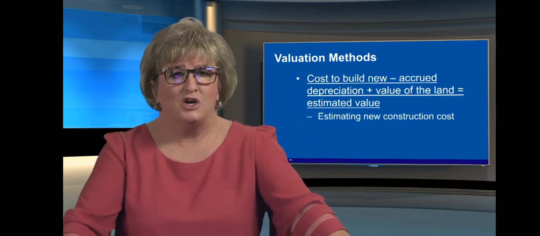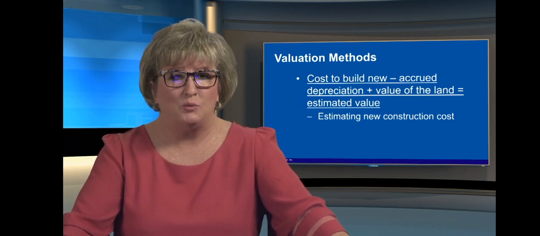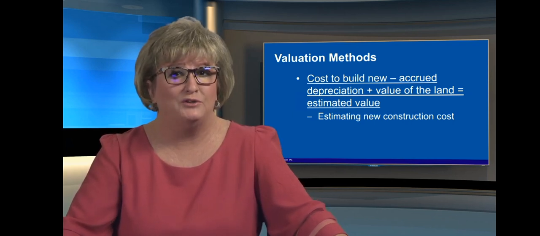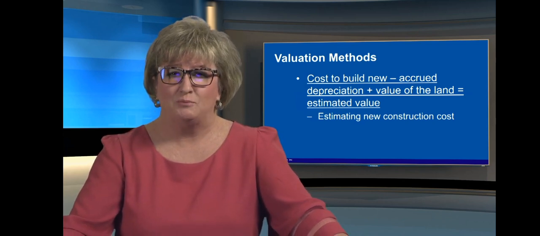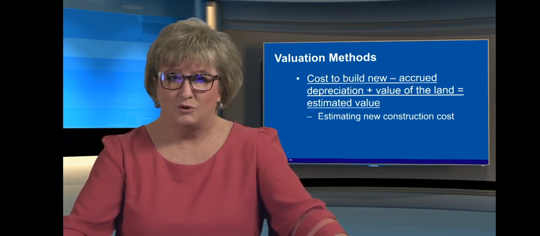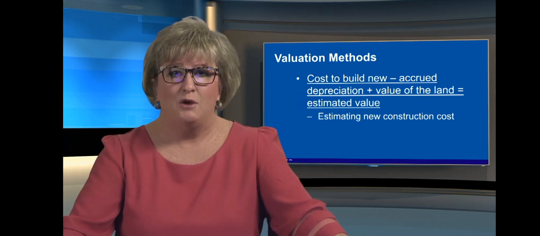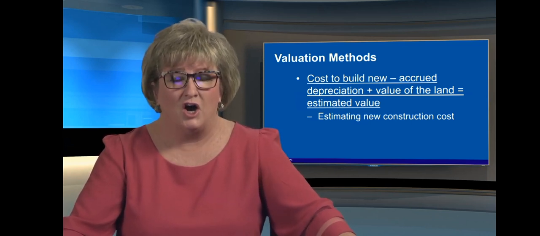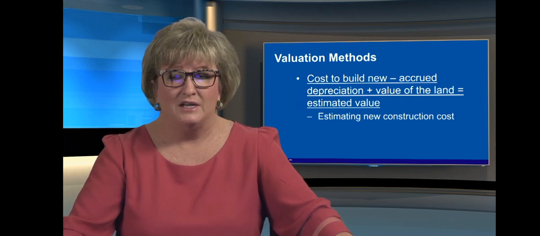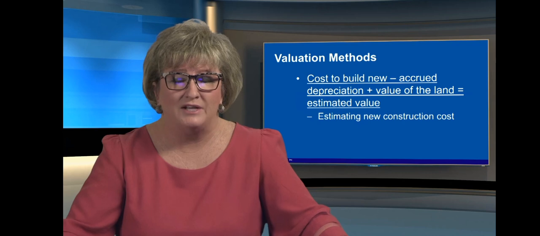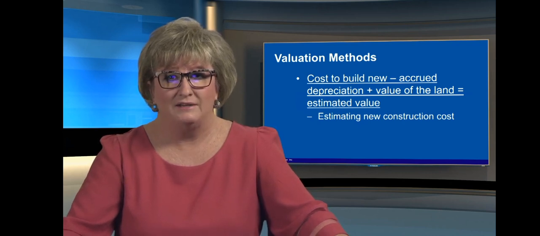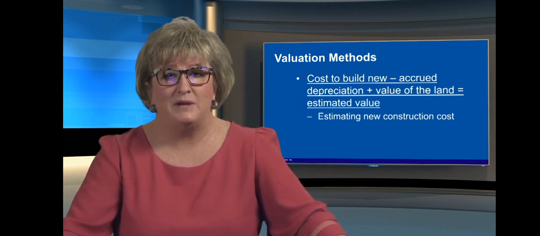So with the cost approach, we take the cost to build new, minus the depreciation, or the accrued depreciation, plus the value of the land. Cost to build it, minus depreciation, plus the value of the land, and we'll get the estimated value.